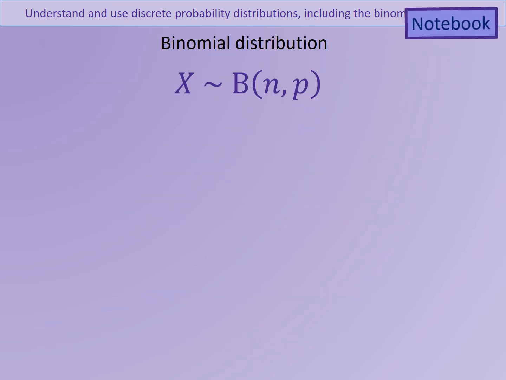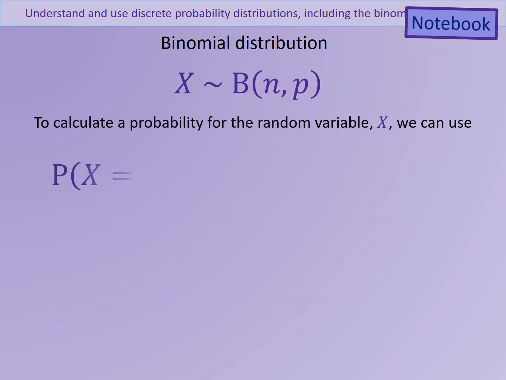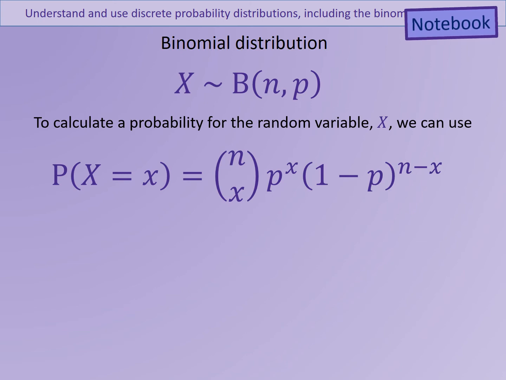So back to your notebooks. Here is the binomial distribution. To calculate a probability for the random variable x, we can use this formula. So this is just the same binomial distribution that you've looked at in the pure part of the course.